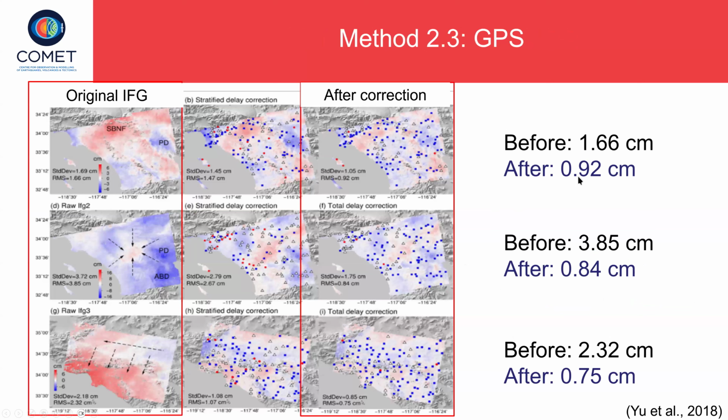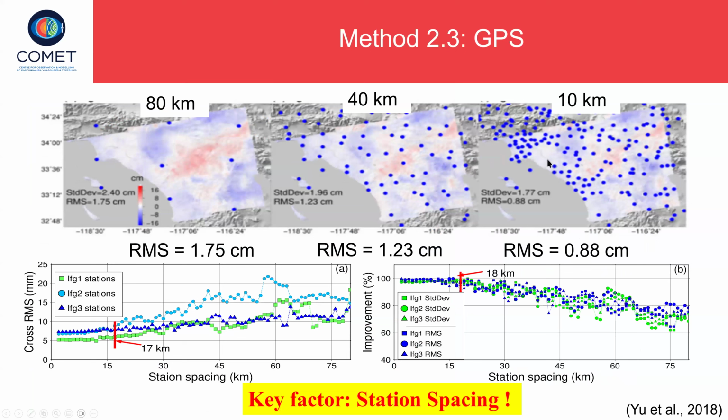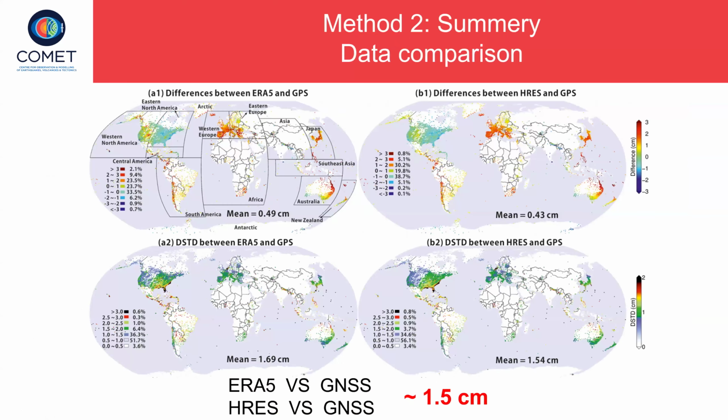We can reach less than 1 centimeter RMS. So before correction, we have 3 to 4 centimeters of RMS, but after correction, we can reach less than 1 centimeter accuracy compared to GPS deformation. And the performance really depends on the network. If you have a very dense network, for example this 10 kilometer spacing network, you will get a very small RMS, very high accuracy. But if you have a very sparse network, you will have a much worse performance. So the station spacing is a key factor for this kind of observations.